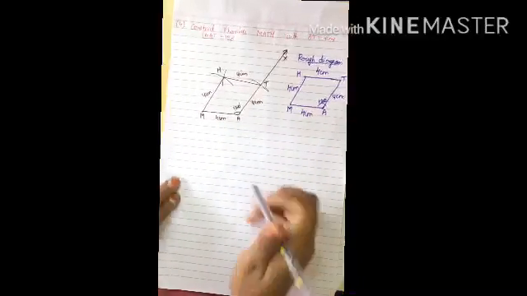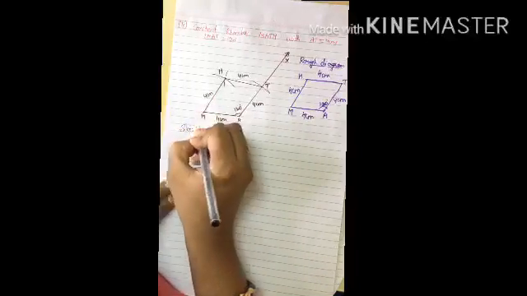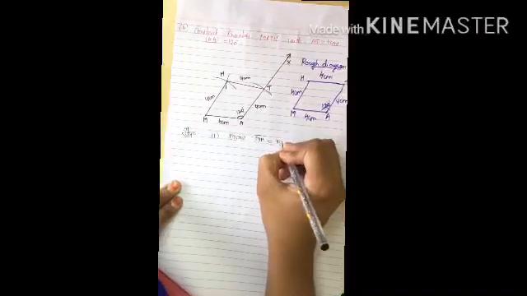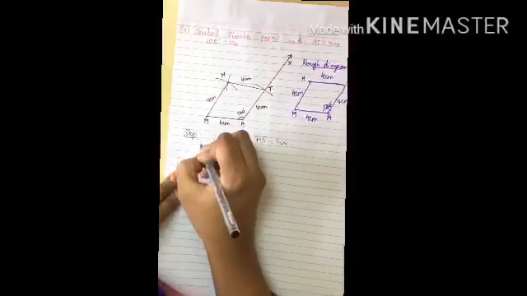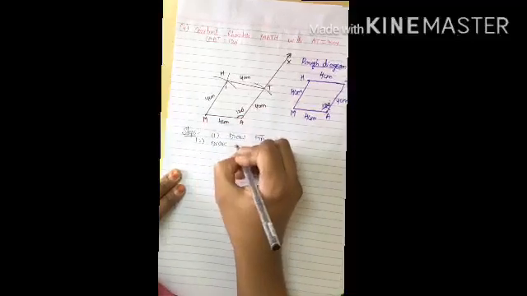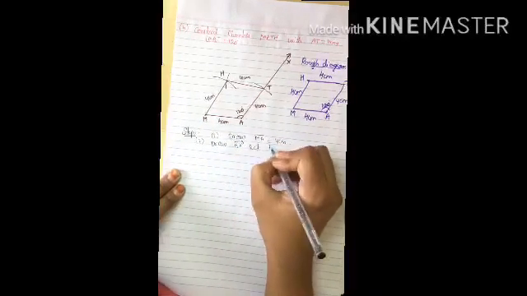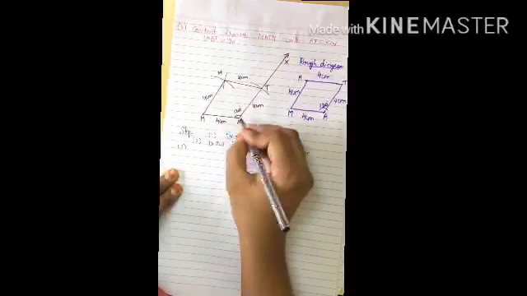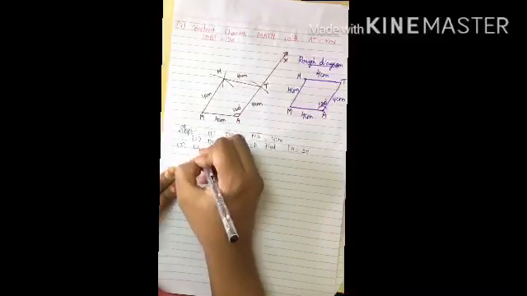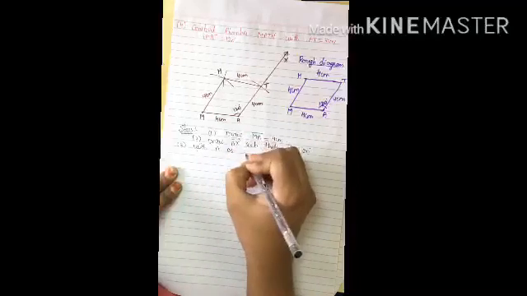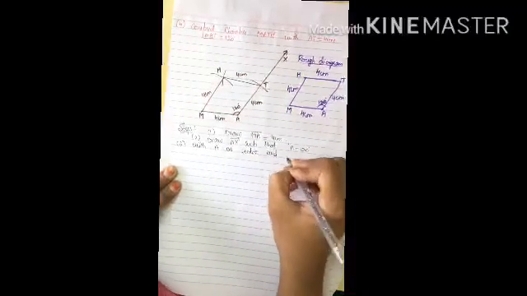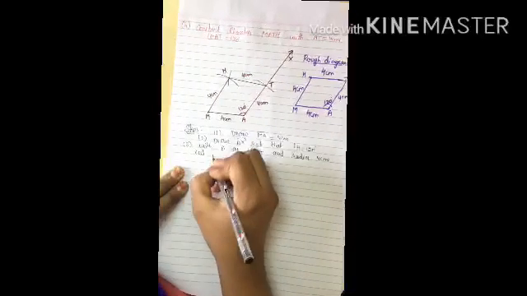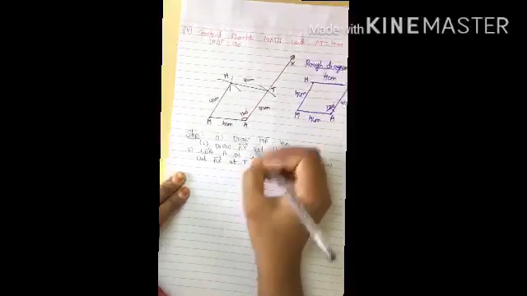Coming to steps. First step, draw line segment MA 4 centimeters. Right? Next, draw a ray AX such that angle A equals 120 degrees. Next, with A as center and radius 4 centimeters, cut ray AX at T.